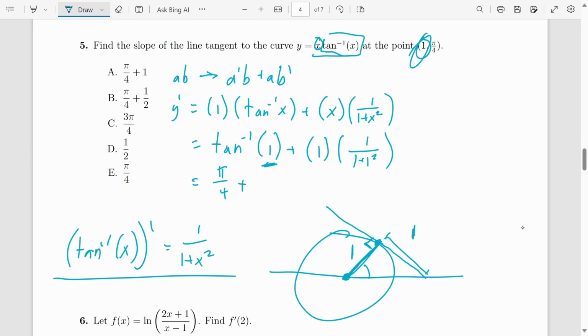plus, and then it's all of this. So it's 1 times, which is still just 1, and it's 1 over 1 plus 1 squared, which is 1/2. So pi over 4 plus 1/2 is B. So there we go. That's the answer to this problem.